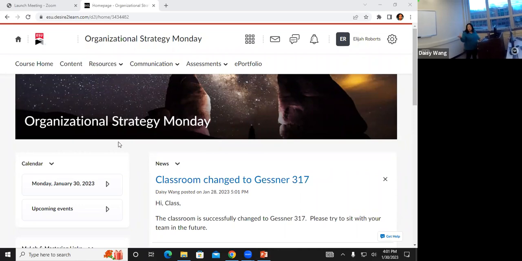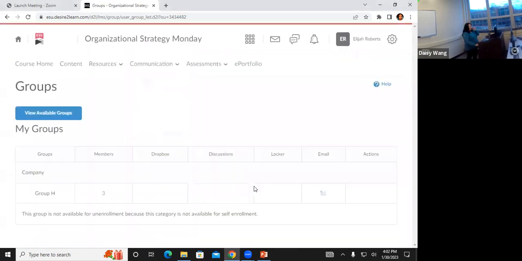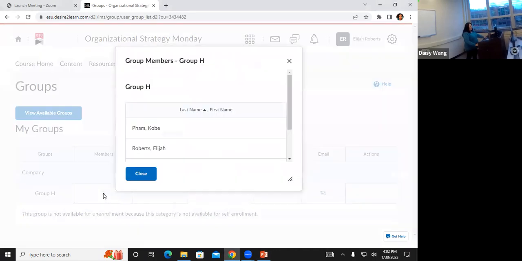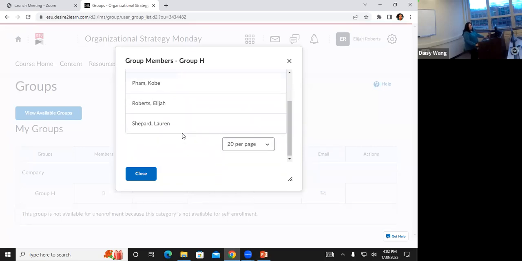So I just want to show, I think you guys know your group, but some people do the class virtually. So you can go to communication and then go to groups. When you go there, you will see your group members and you can click here. And you see those are the people in your group. Okay, one is Kobe, Elijah, and then Lauren.